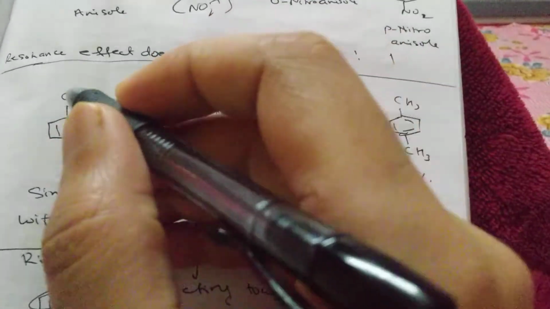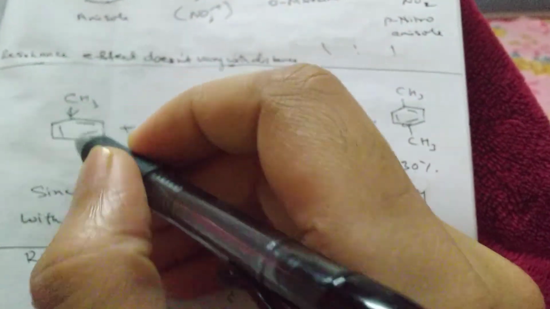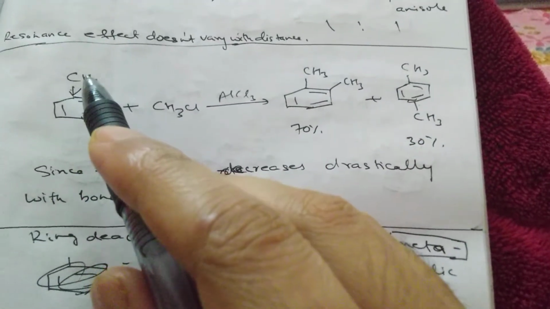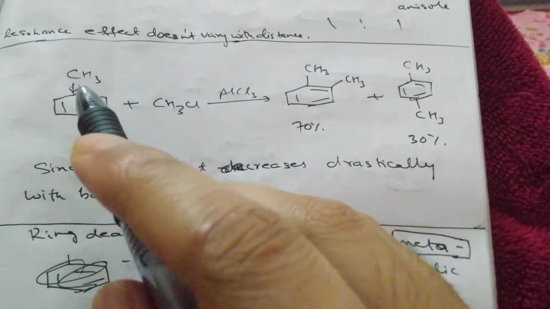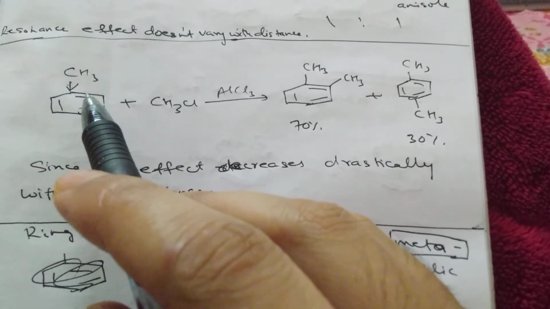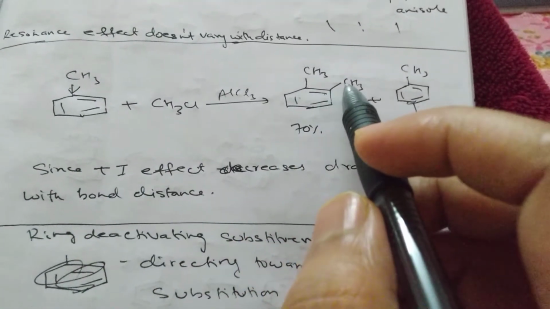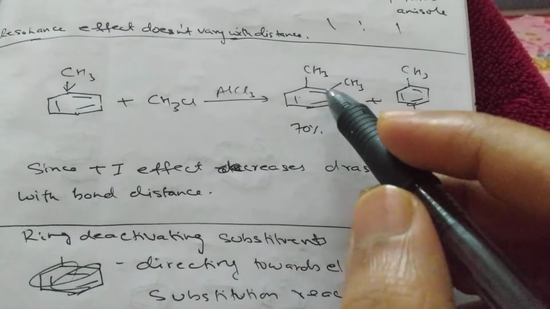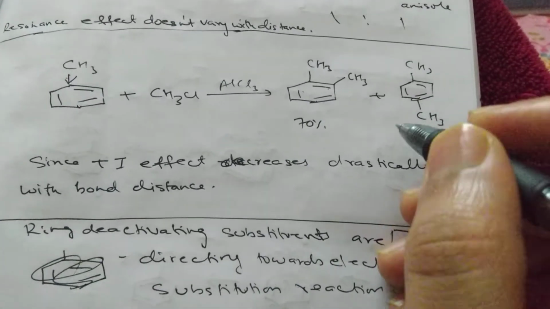Now CH3 pumps electron through sigma bond, through plus I effect, right? So it's not a very strong pumping group, but still it is activating. It will be more reactive than benzene ring, and apart from that it will be ortho para directing. So you get ortho methyl toluene, para methyl toluene. This is actually xylenes. This is called orthoxylene. This is called paraxylene.